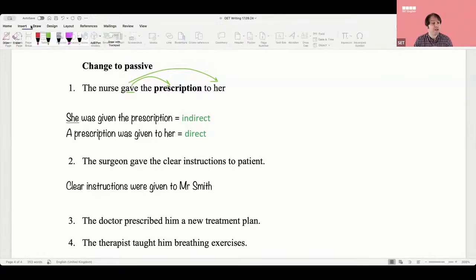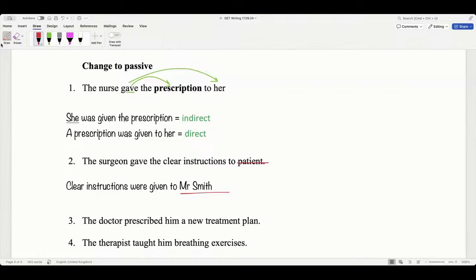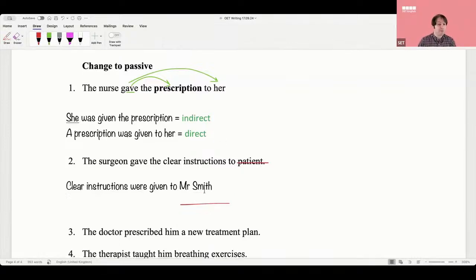Never use patient in OET writing, okay? So we can just say Mr. Smith. Okay, now Mustafa, is it possible to start with the indirect object? Can I start with Mr. Smith? Is it possible?